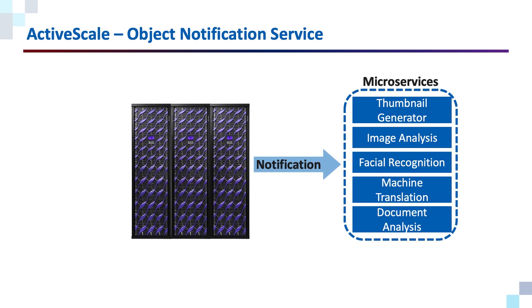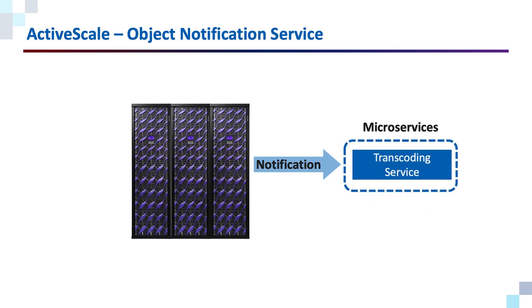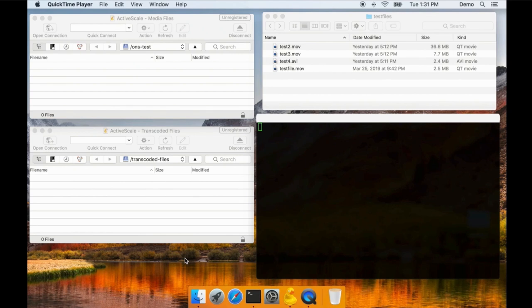If you're running a video streaming service, it's useful to transcode several versions of each video and optimize them for playback on various devices. With ONS, you can configure ActiveScale to call a transcoding service every time a video is uploaded and automatically convert that video to the desired format. Here's what the workflow might look like.